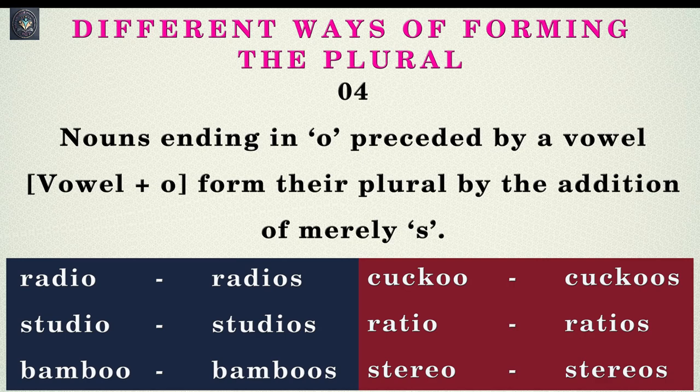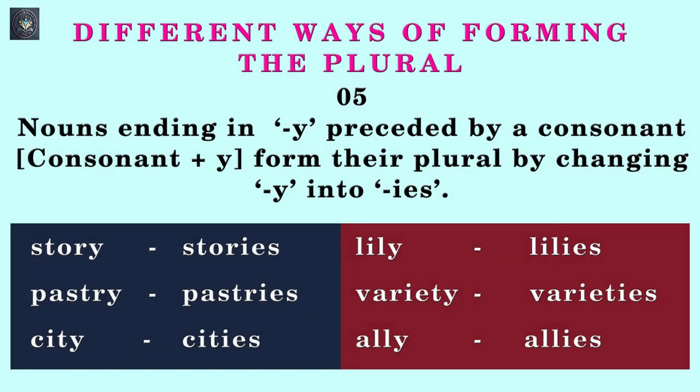Rule number 4. Nouns ending in o preceded by a vowel form their plural by the addition of merely s. Like radio, radios. Studio, studios. Bamboo, bamboos. Cuckoo, cuckoos. Ratio, ratios. Stereo, stereos.